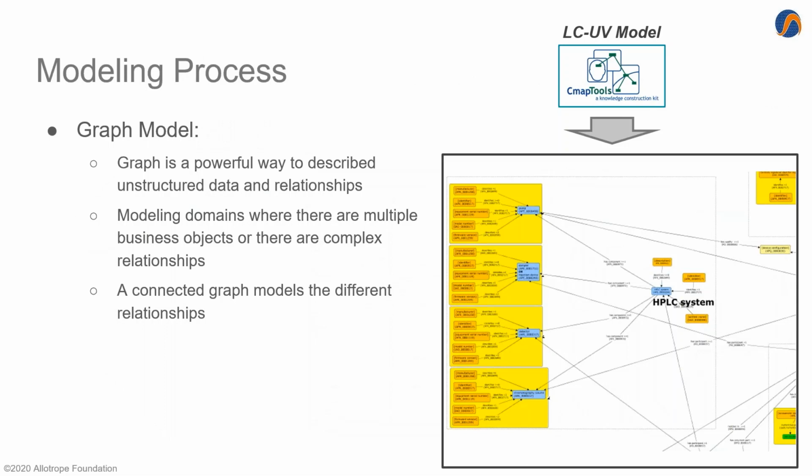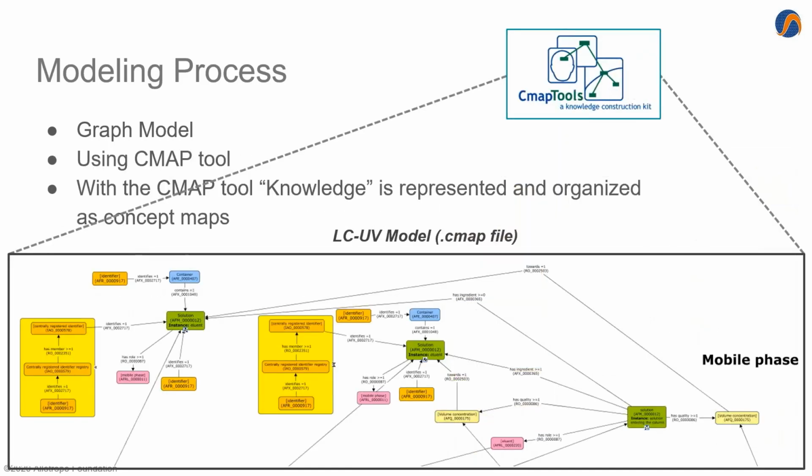Similarly, the same process we apply for modeling a graph, but with a different tool. Graph is a very powerful way to describe unstructured data and relationships. The modeling domains where we're using graph have multiple business objects and much more complex relationships. A connected graph models the different relationships within our domain. And for modeling a graph, we're using the CMAP tool. With the CMAP tool, knowledge is represented and organized as a concept map. And we see a partial map of the LCUV model CMAP file.